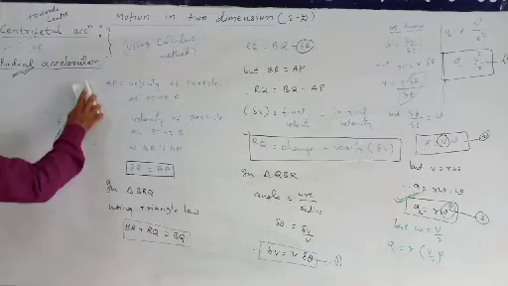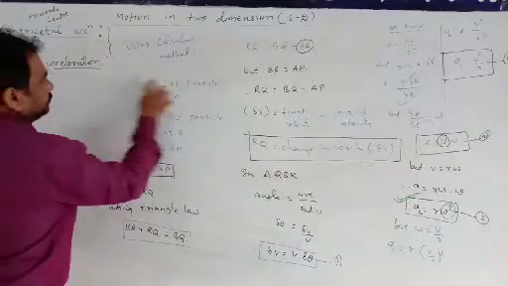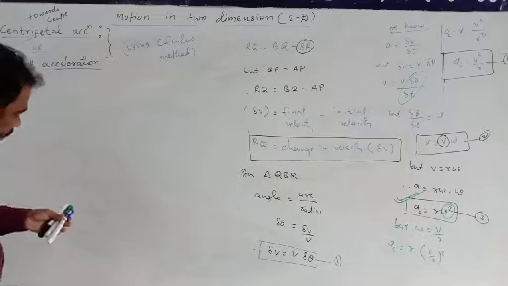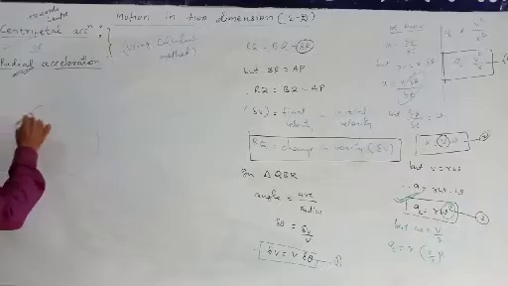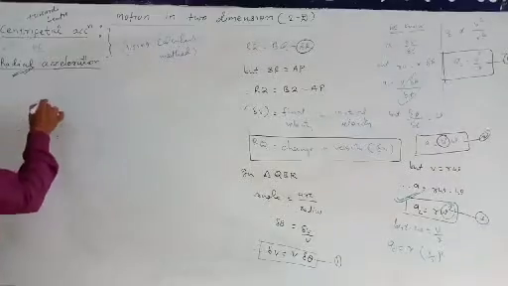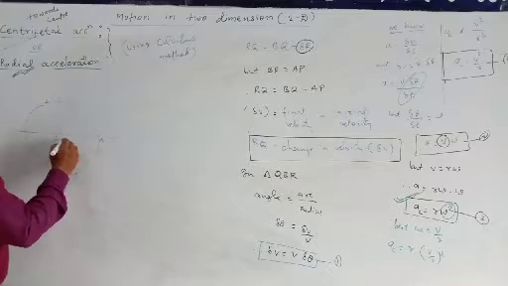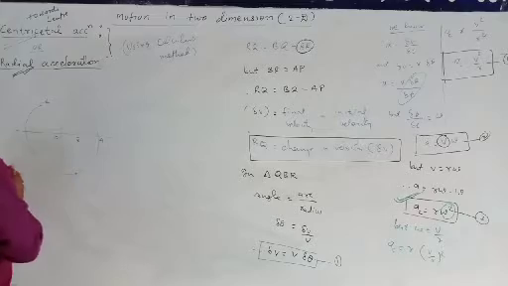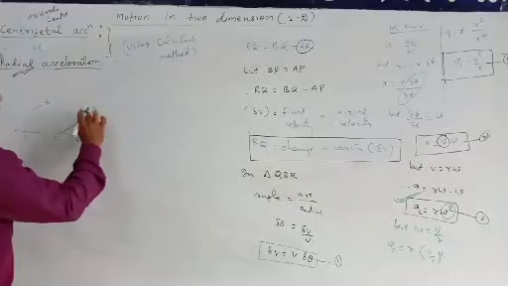For that purpose, consider a particle performing circular motion. See here, one particle is performing circular motion in the anti-clockwise direction. This is the center of that circle. Suppose this is point A and its radius vector, and the particle goes from point A to point P.